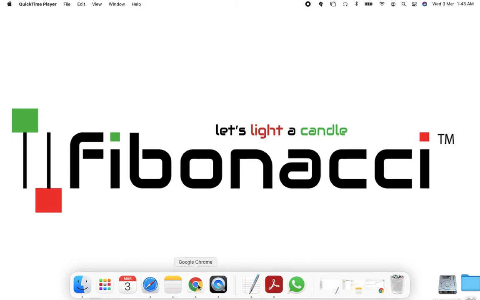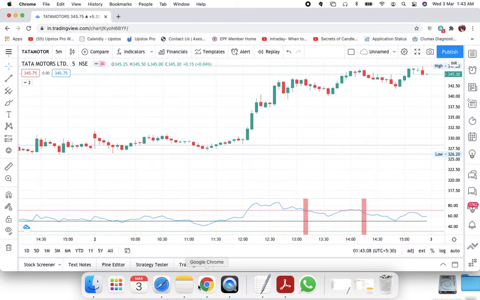To explain the candlesticks, I am using Tradingview charts. You can find this Tradingview link in the description, and you can go and take out your familiar script to understand what we are going to discuss today. I have taken Tata Motors. So let's start our basic level of price action.